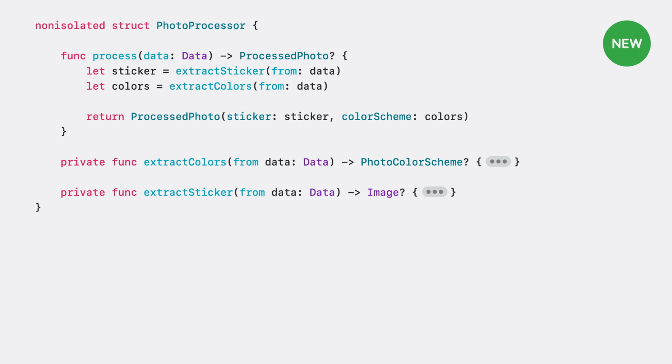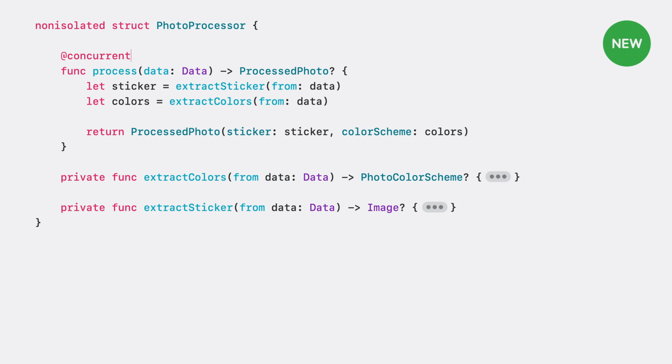Now that the photo processor is not tied to the main actor, we can apply the new @concurrent attribute to the process function and mark it with async. This will tell Swift to always switch to a background thread when running this method. I'll use Open Quickly to navigate back to the photo processor.